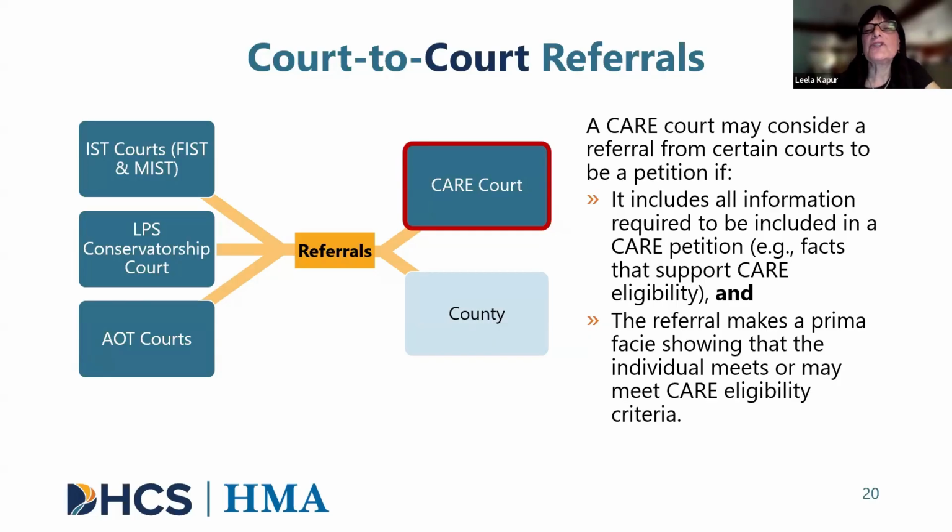Is there enough information in that referral for the court to make an initial assessment of whether or not the individual is eligible for CARE? Whether the referral in essence makes a prima facie showing, and again, an initial showing that the individual meets or may meet the CARE eligibility. If the CARE court deems that the referral is sufficient enough to be a petition, then the CARE court is going to, and we can move on to the next slide, please.